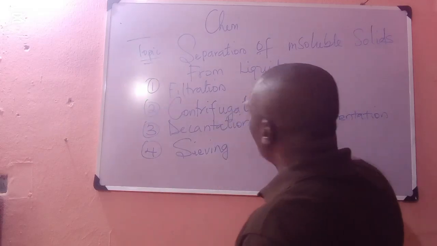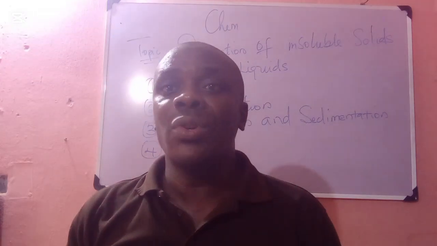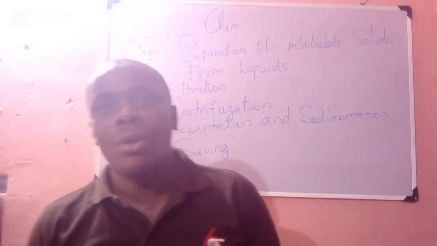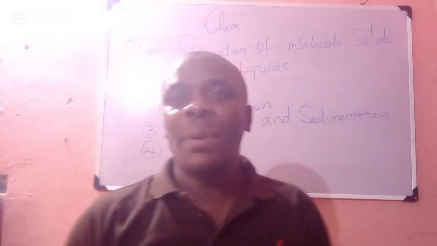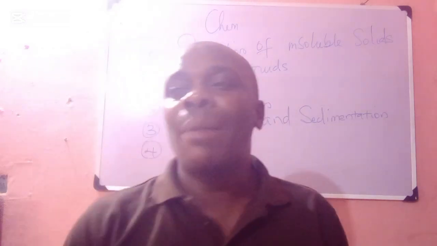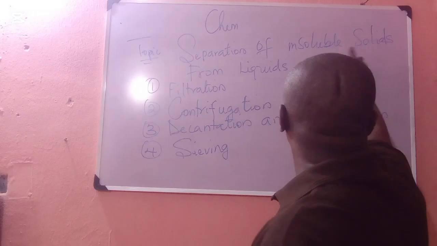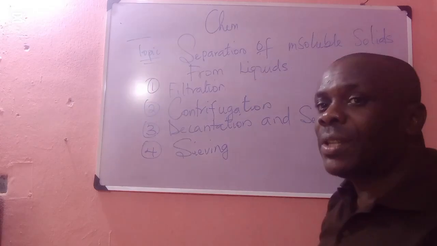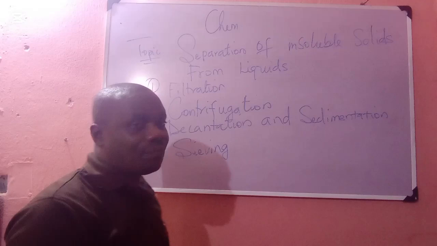At this moment, we want to start with the first one, which is filtration. When we are talking about filtration, we are talking about separating insoluble solid by using filter paper. When there is a mixture of some insoluble particles in liquid, we use the filter paper to separate the insoluble solid from the liquid. Using a filter paper in the laboratory to separate the insoluble solid from the liquid is called what? Filtration.